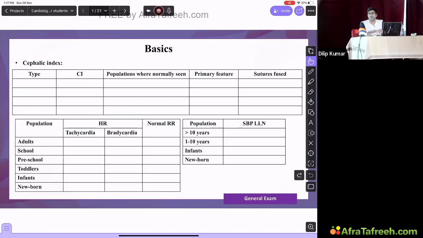Okay, hypertelorism, low set ears. Mongolian facies, okay. What is Mongolian face? Okay, then?